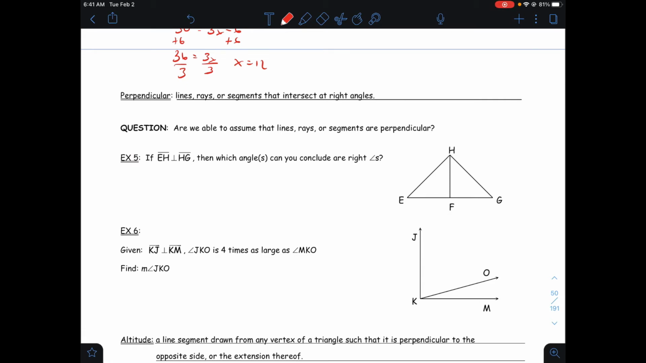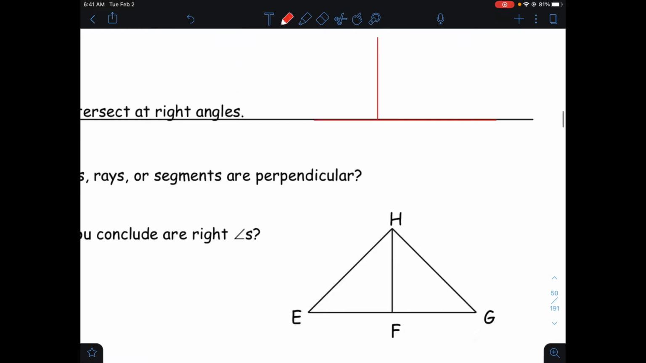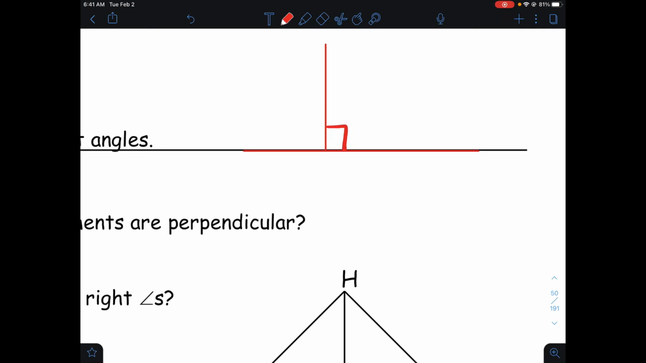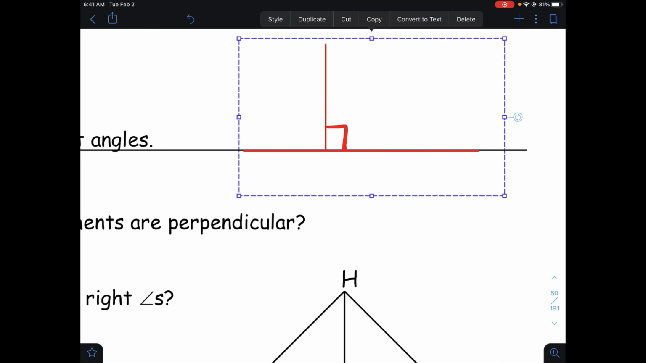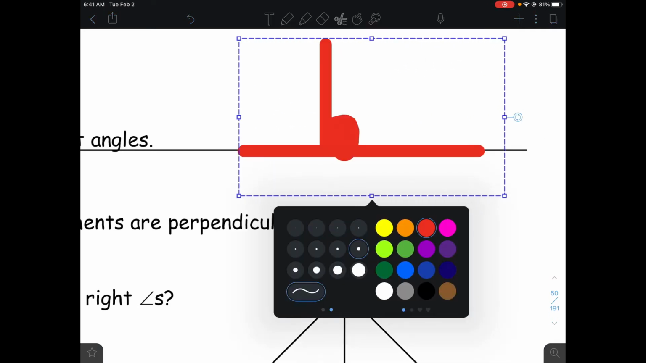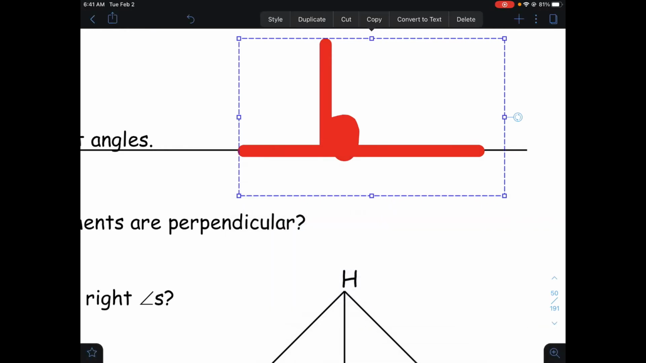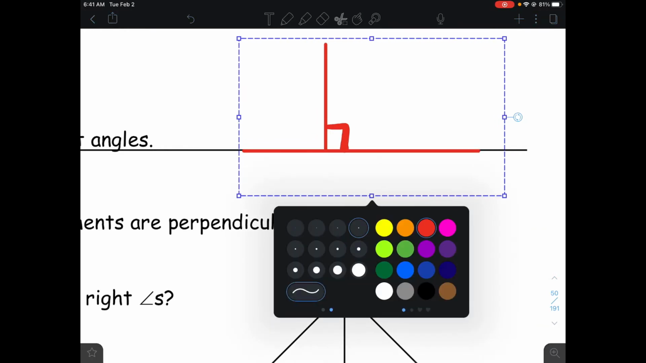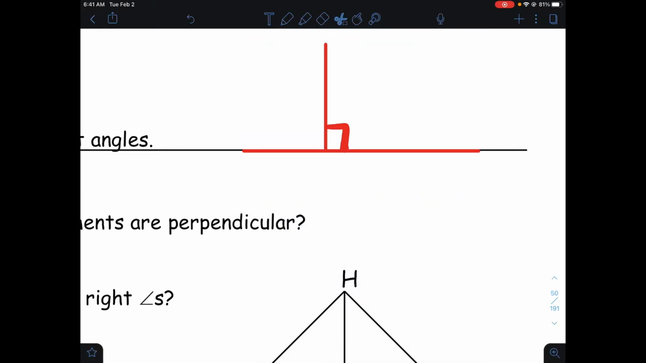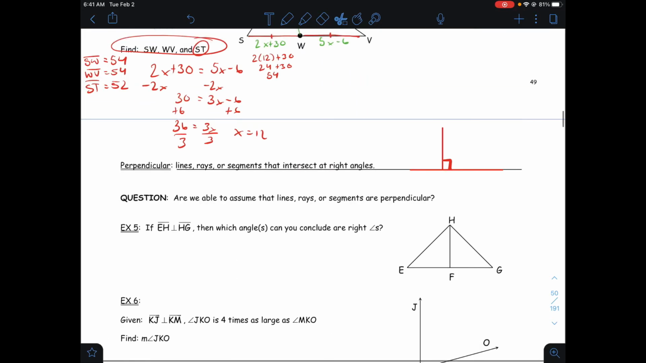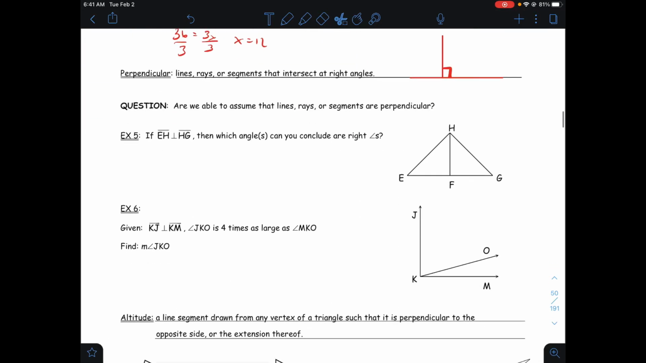All right, let's try this next one. We have the term perpendicular. So lines, rays, or segments that intersect at right angles. If it's said to be perpendicular, you know automatically that you are going to get, let's make this a little bit thicker here. There we go, that's a little bit better. You're going to get a right angle, or a 90-degree angle, when you have perpendicular.